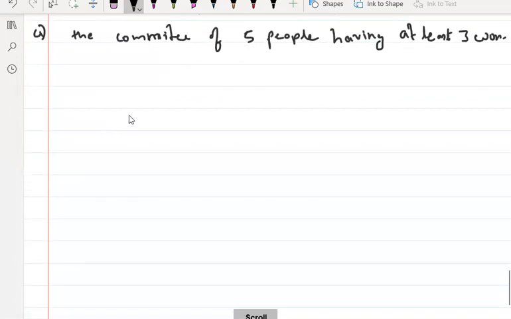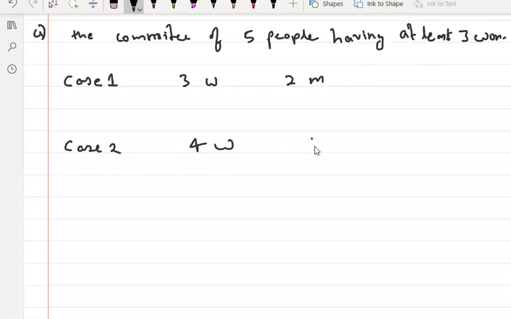Now, we will have many cases here. Case 1, at least 3 means 3 women, 2 men. What's the meaning of at least? It means we can have more than 3 women also, right? And it is multiply, right? So case 1 is this. Case 2, we can have 4 women and 1 man. Case 3, all 5 women and 0 men.